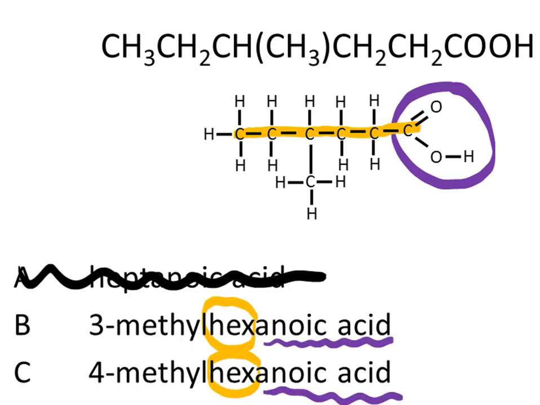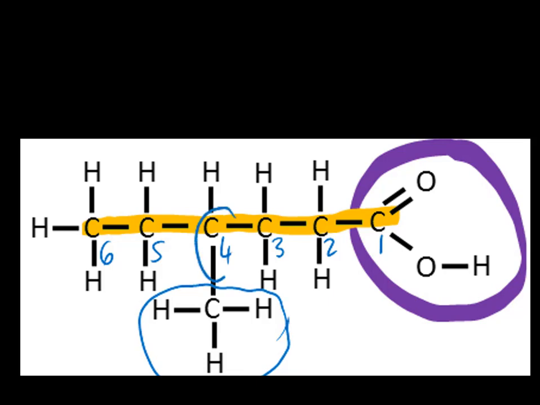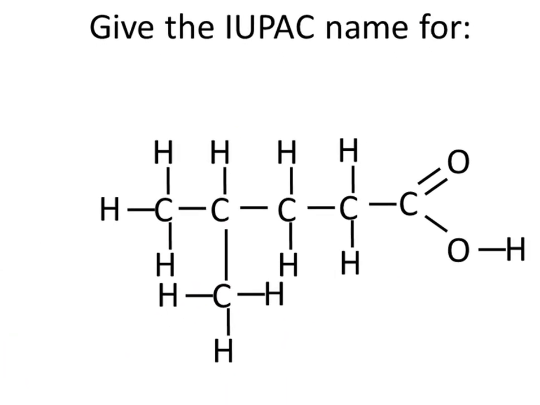hexanoic acid. So let's start from the left end. 1, 2, 3, 4, 5, 6, or we start from the right end. 1, 2, 3, 4, 5, 6, which is correct? As I said, the functional group must get the smallest number possible, which is the blue option. So if the blue option is used, let's take away the red, which is incorrect, then this methyl group over here is connected to carbon 4, and so that makes C correct. 4-methyl hexanoic acid.